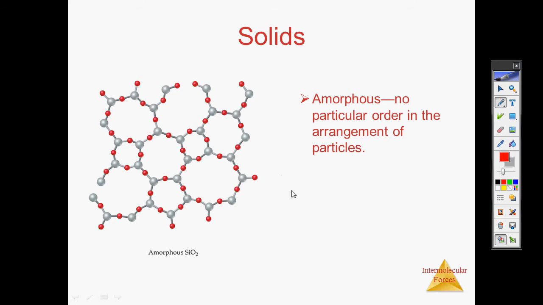Amorphous: no particular order in the arrangement of particles. Does anybody know anything that's amorphous? Glass. Glass is an amorphous solid. If you go to a church that has really old windows, the bottom of the glass is way thicker than the top of the glass. It just keeps moving very, very slowly down. All right, an amorphous solid.